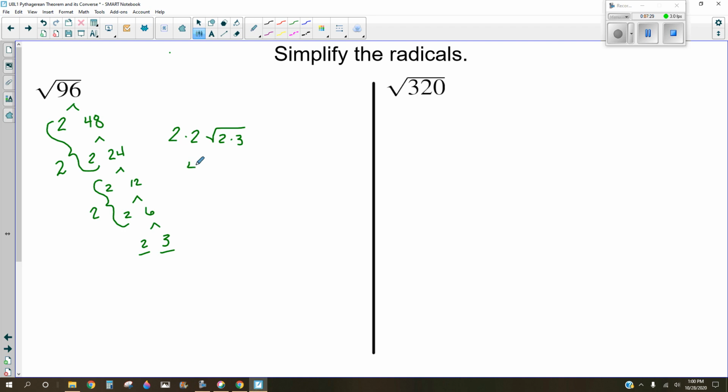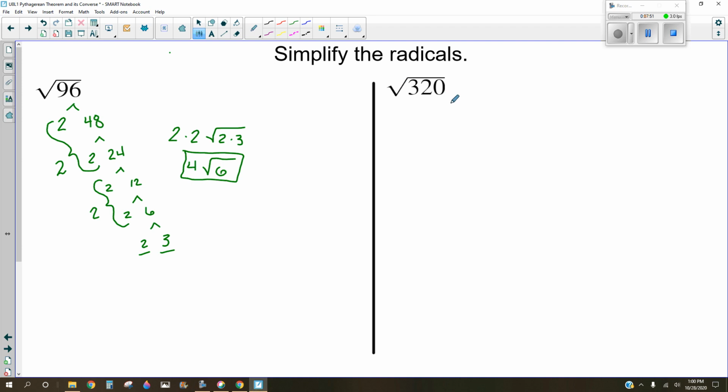So 2 times 2 is 4. 2 times 3 is 6. So this is the reduced answer for 96. If you put square root of 96 into a calculator and it's able to reduce it for you, it will give you this answer. Okay? Let's do one more.